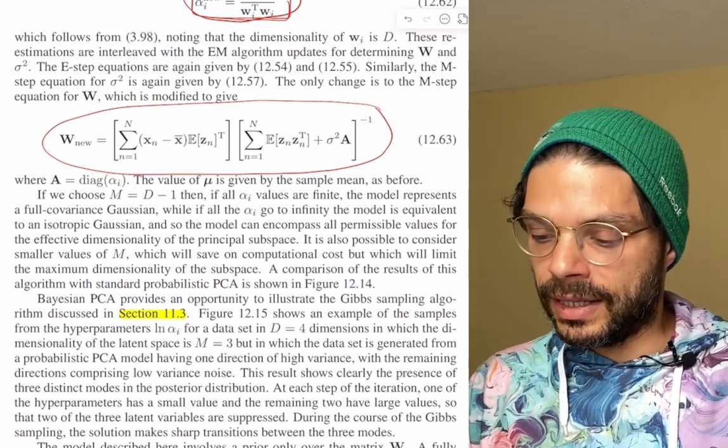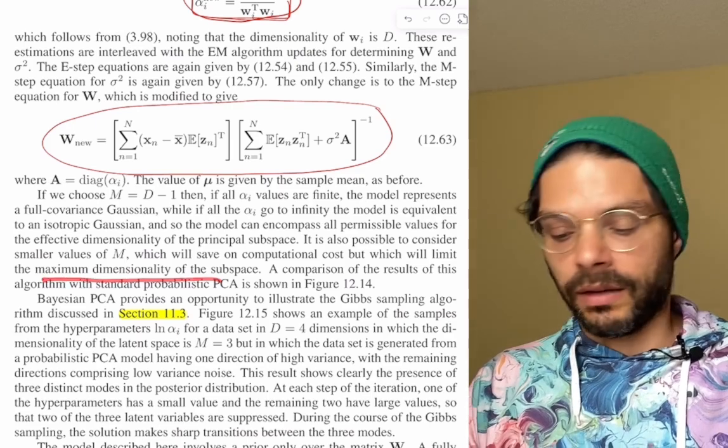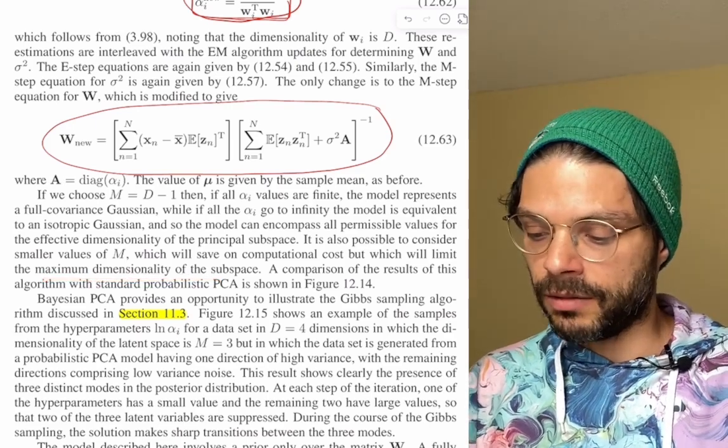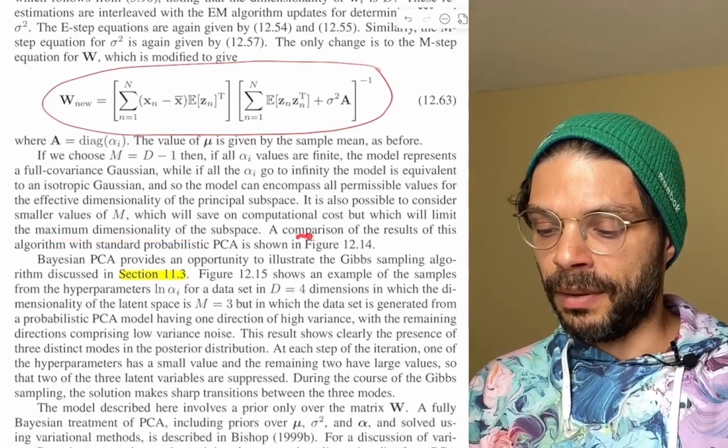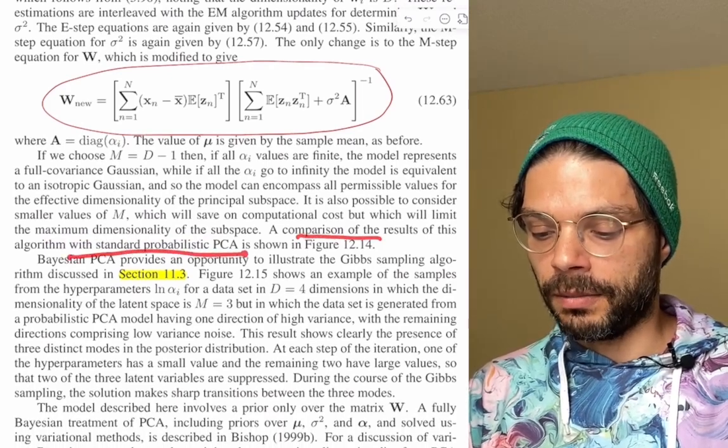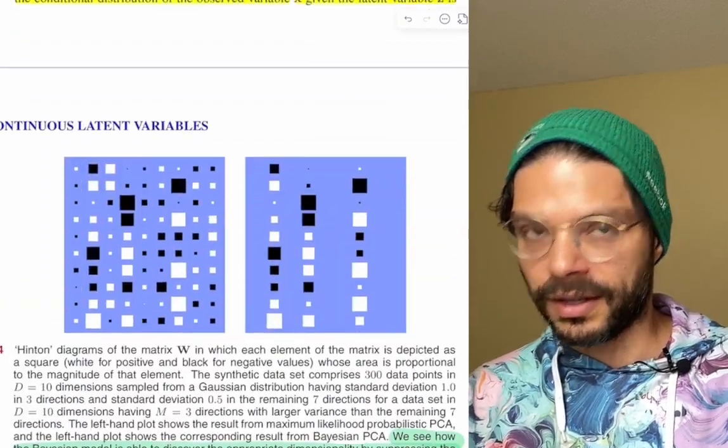Okay, so that means that it will limit the maximal dimensionality of the subspace. So that's kind of an obvious point. And the comparison of the results of this algorithm with standard probabilistic PCA is shown in Figure 12.14. So let's have a look. It's actually a pretty cool figure.